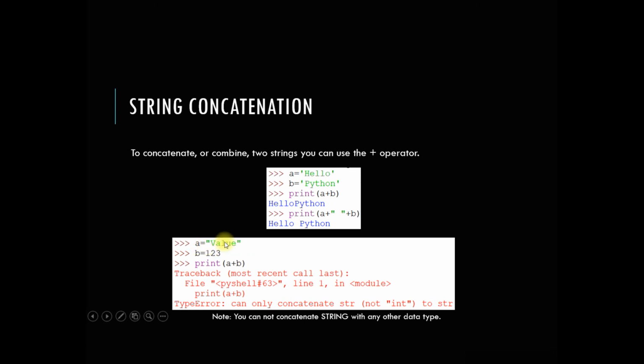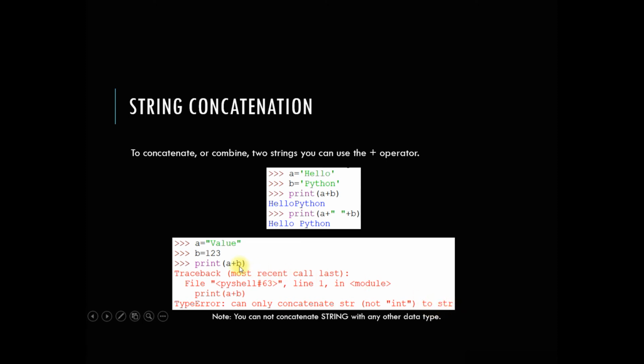For example, here a is "value", that is a string, b is 123, that is an integer. b is integer, a is string. So if I write print a plus b, this will generate a traceback. Why? Because a is a string and b is an integer. It will create a traceback: can only concatenate string, not integer, to string.